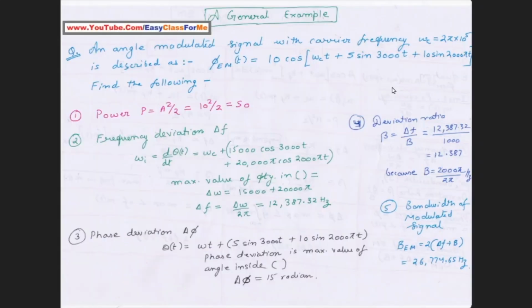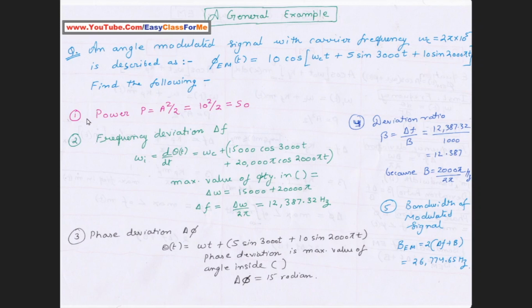Let's take a general example where we will calculate all these parameters without remembering the formula. The question is: an angle modulated signal with carrier frequency omega c equals 2 pi into 10 raised to the power of 5 radians per second is described as follows. Phi exponential modulation is equal to this. The signal is given to you as this.